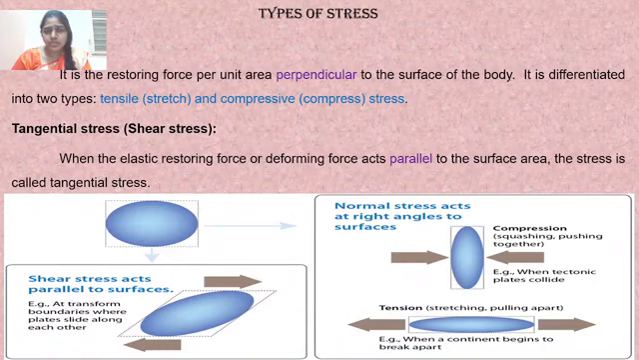Next is types of stress. Normal stress. The restoring force per unit area perpendicular to the body surface is known as normal stress. It is of two types, tensile and compressive stress. Tensile stress is applied to stretch an object and compressive stress is applied to compress an object. Tangential stress is when the elastic restoring force or deforming force acts parallel to the surface area. It is also known as shear stress.